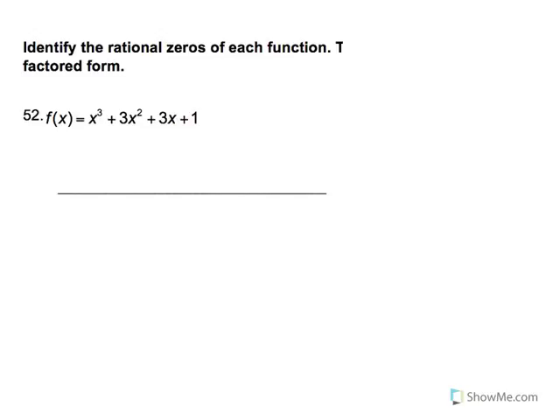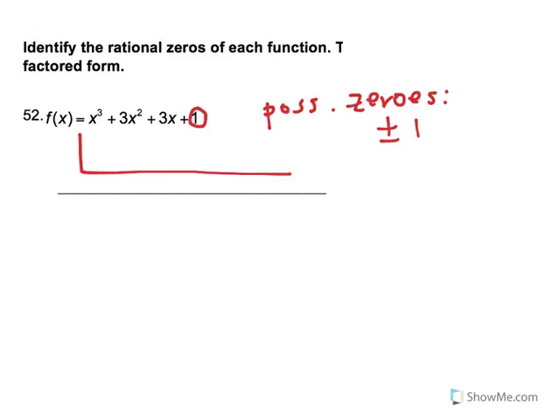Number 52 is asking you to identify the rational zeros of each function. Then write the answer in factored form. So the first thing we should start with is the possible zeros, and it will be from the factors of 1. So the possible zeros will be plus or minus 1, which means between 1 and -1, one of them should be a 0.